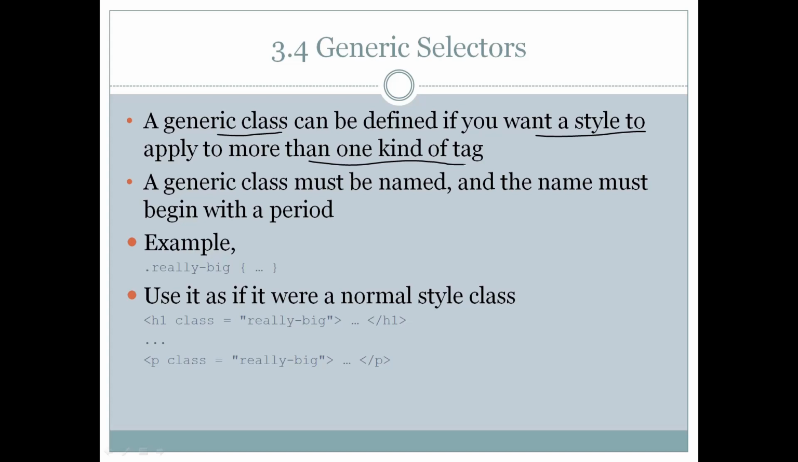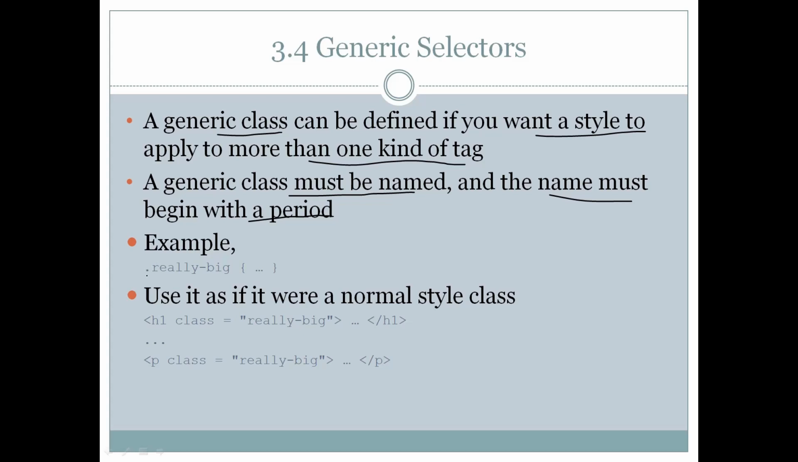If I want the same style specification to be applied to some other tag, I have to create a separate class selector. I already have that style specification, but I cannot use it because it is used with h1. If I want it for h2, I have to create a separate style class for h2. But by using a generic selector, you can create generic classes which can be applied to any tag, not to a specific tag. A generic class must be named, and the name must begin with a period, that is a dot.